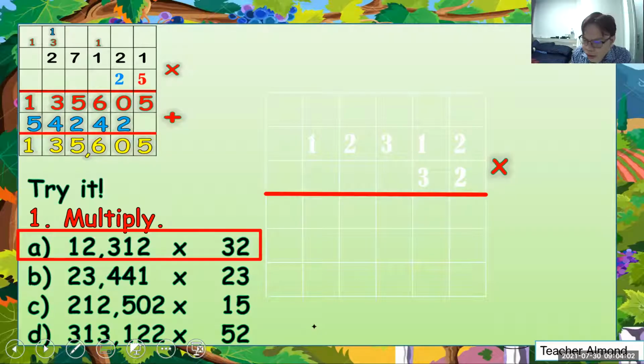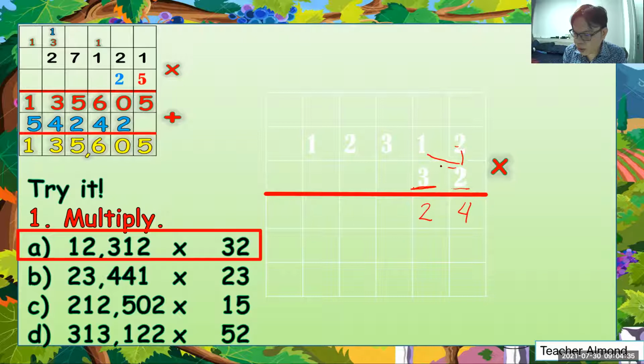Now, let's try. If we have 12,312 times 32, so what do we do? For those who are confused, again, you start with ones place, then tens place. So example, you have here 2 times 2, that is 4. Then 2 times 1, that is 2. 2 times 3, that is 6. 2 times 2, that is 4. And 2 times 1, that is 2.